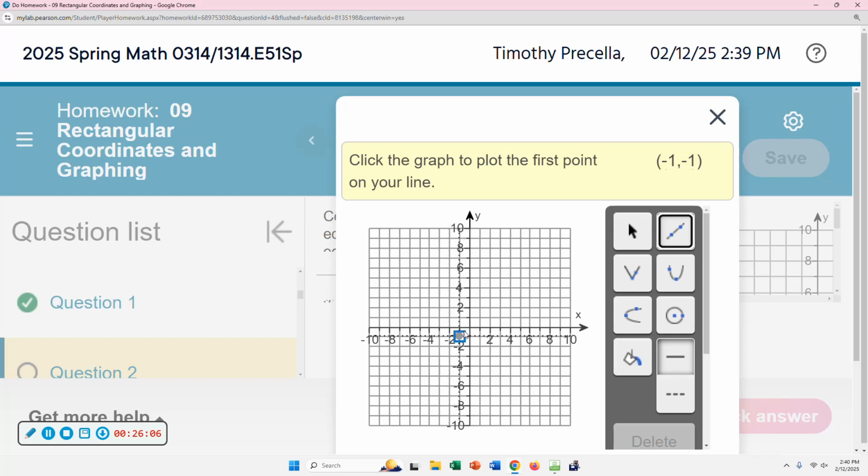Click the line. The first tool we have is 0, 4. The first ordered pair is 0, 4. The next one, 5, 0. That means go to the right 5, up 0.